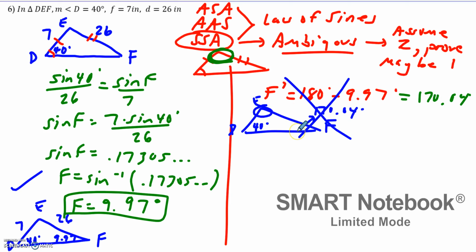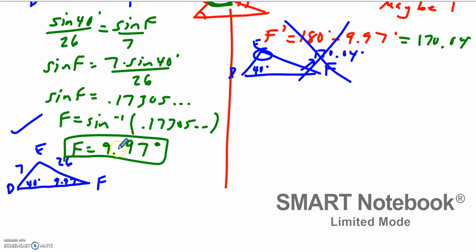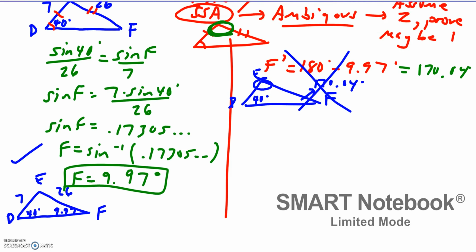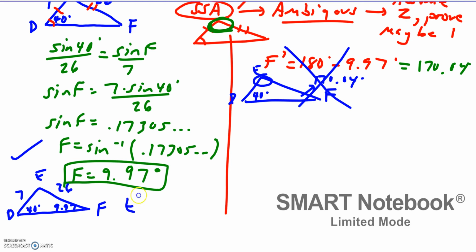So I assumed that there were two triangles. There aren't, so there's really only one. So we're just going to keep going on this one. We found that angle F was 9.97. The only angle that we don't have is angle E. So angle E would be 180 degrees minus the angle we just found minus the 40 that was given originally.